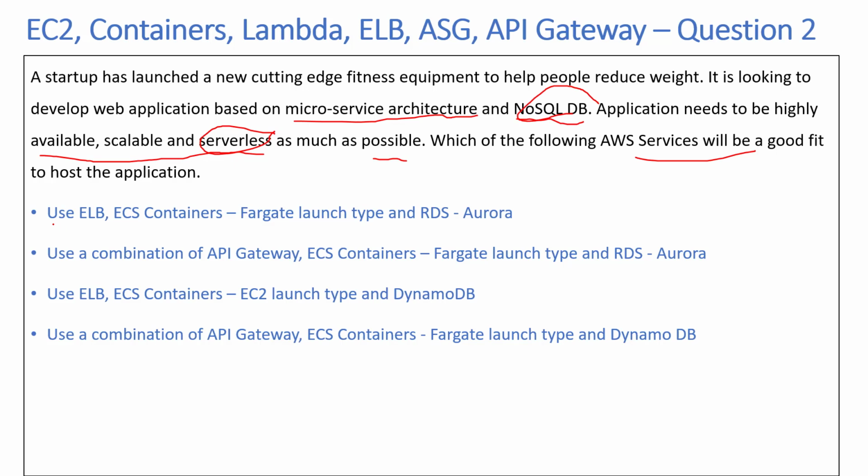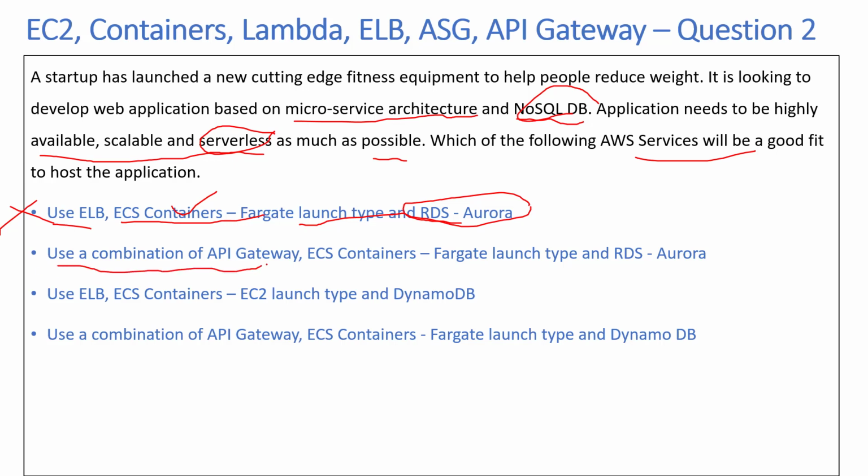So you have the use ELB, use containers Fargate. Okay, so this is serverless, and then you have Fargate as launch type, and RDS Aurora. So RDS Aurora is a SQL database, and what is it asking? It's asking for a managed NoSQL database. So this option doesn't seem to be the correct one. Let's look at the second one.